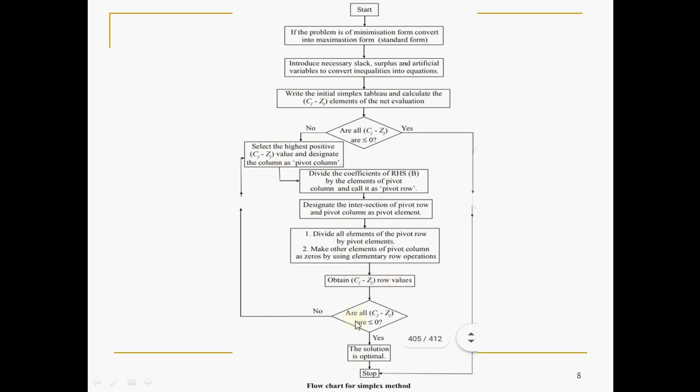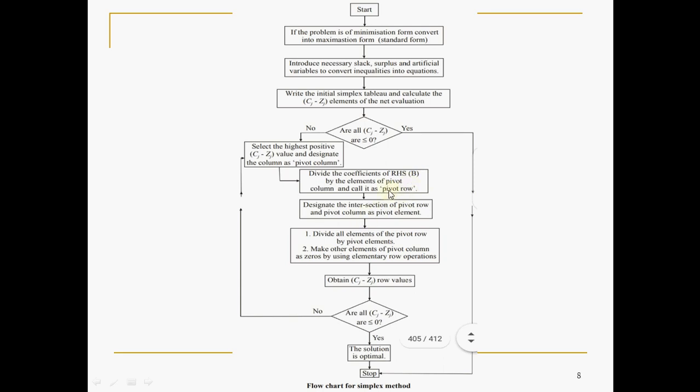Once you get all Cj minus Zj lesser than or equal to 0, then again the solution is optimal. Even at this stage, if you do not get all Cj minus Zj lesser than or equal to 0, again you have to go to simplex table 3. Again you have to select the highest positive value of Cj minus Zj, which you designate as the pivot column. Then you have to find the ratios. The least positive ratio you have to take, that is the pivotal row.